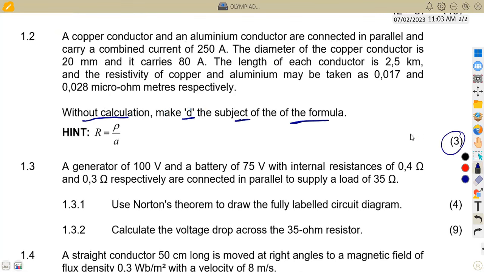In our syllabus, change of subject is a core part that you need to understand, the basic part that you need to know. Here, the information we are given is not even necessary. The question is without calculation, so this information was just a disguise. What we need is to operate from the formula given to make D, the diameter, the subject. As you can see, this formula was actually wrong.